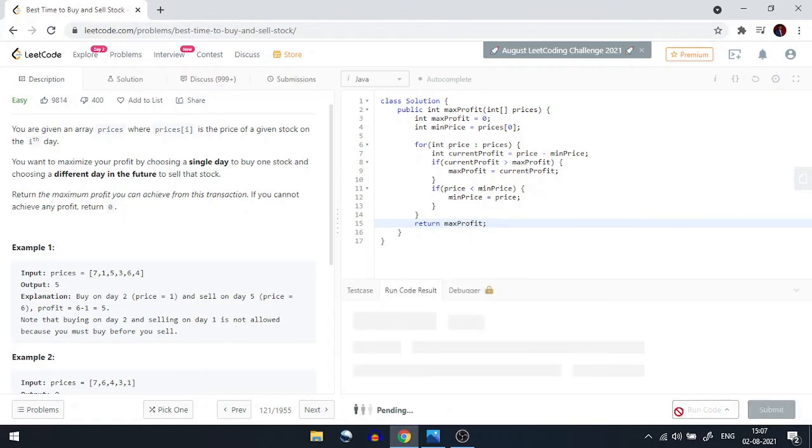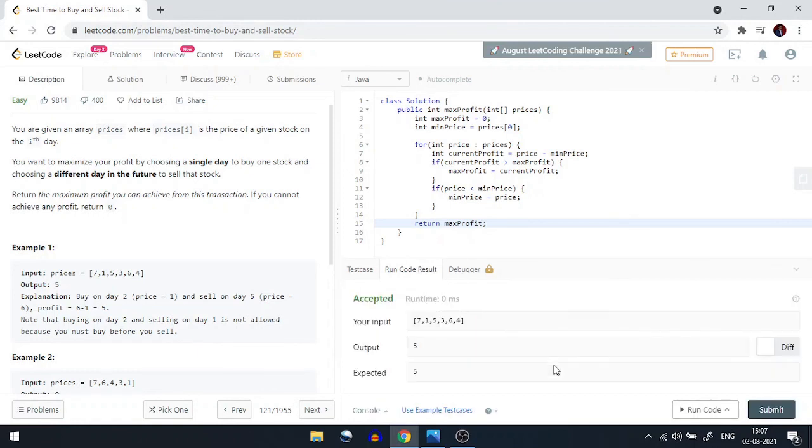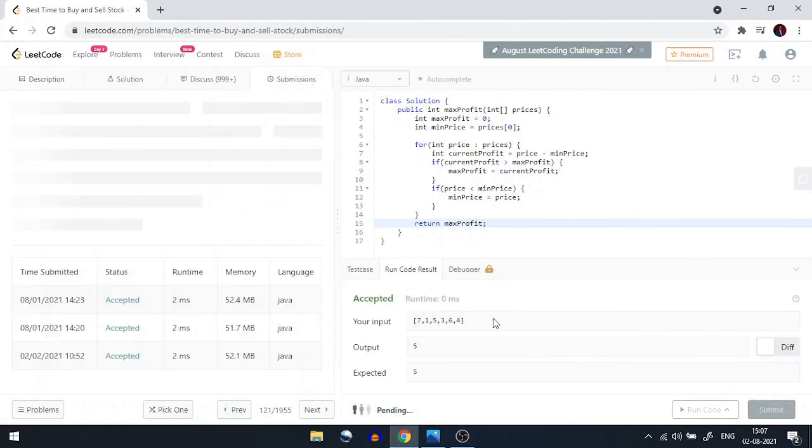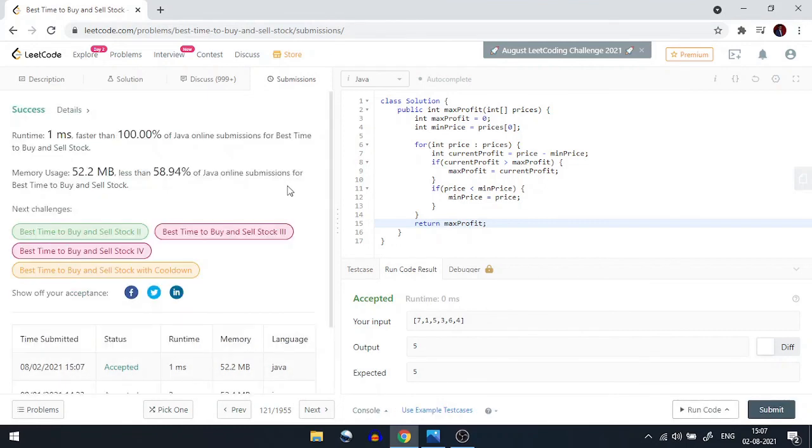Let's try to run this code. Okay, let's try to submit this code. And as you can see, this solution is better than 100% of Java online submissions.